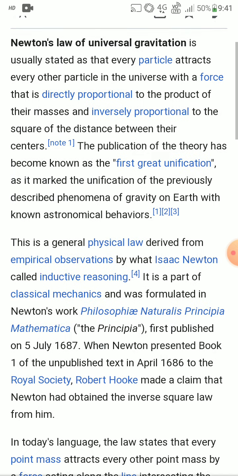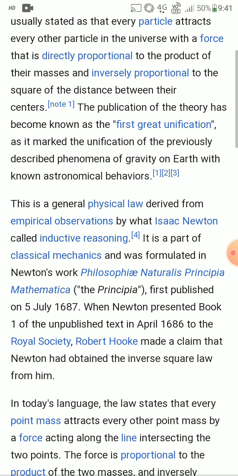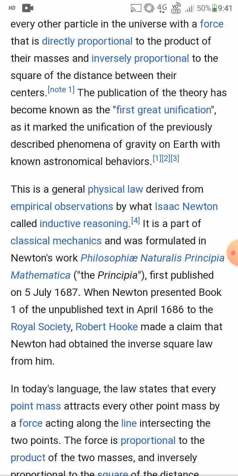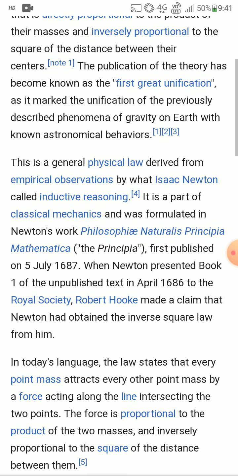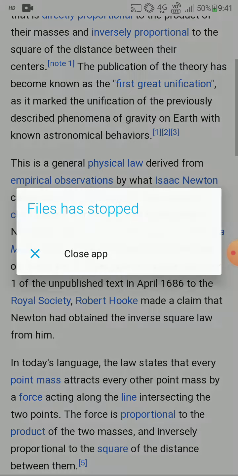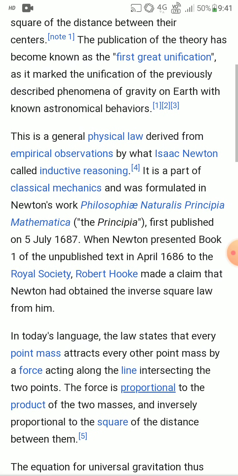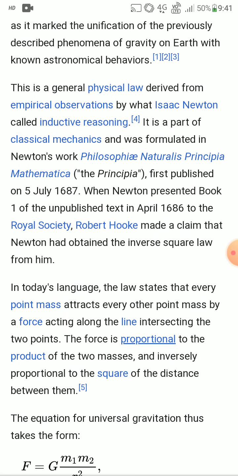When Newton presented Book 1 of the unpublished text in April 1686 to the Royal Society, Robert Hooke made the claim that Newton had obtained the inverse square law from him.